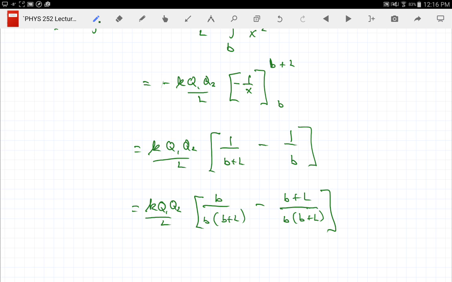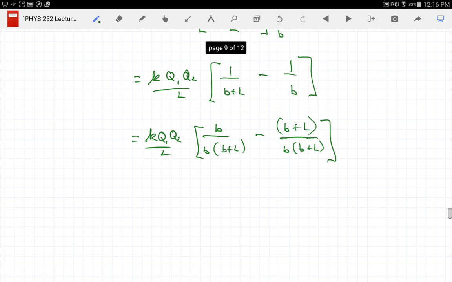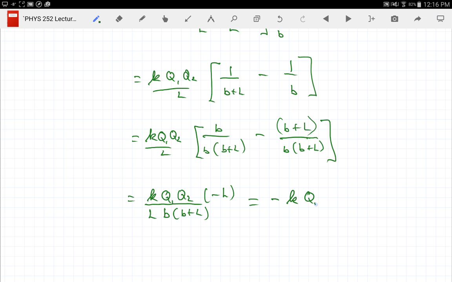Right, there I have a common denominator. B minus b plus L. The b subtract out and I'm left with a minus L on top. So that's equal to... notice these L's now cancel. Minus sign comes out again. By out I mean out front.